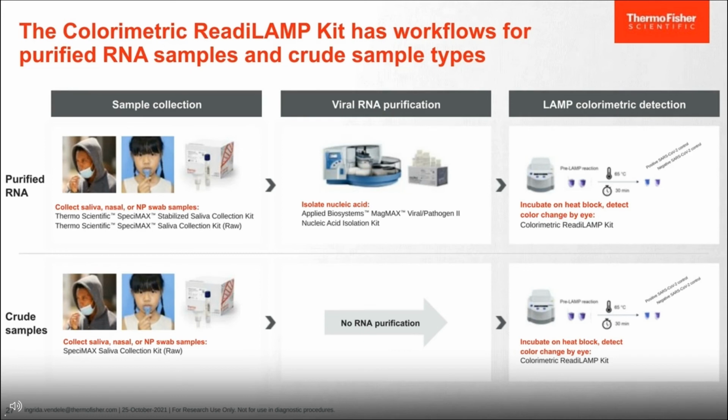For the crude sample types, this exact protocol is used with the RNA isolation step omitted. SARS-CoV-2 from these samples is inactivated and lysed and directly added to the Colorimetric ReadiLAMP assay.